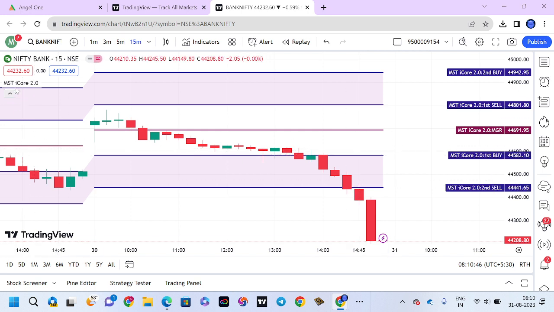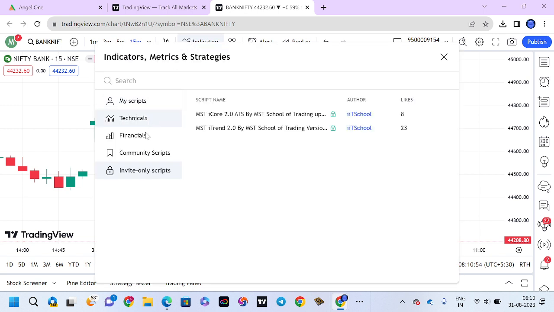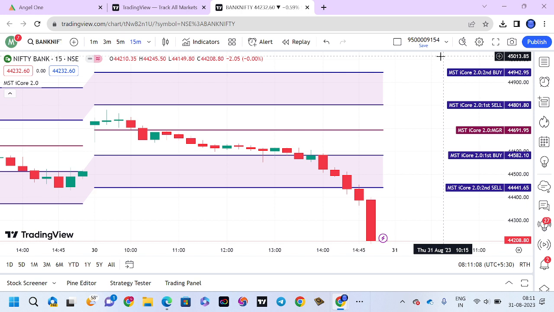Now once again I will explain how to add the indicator from the indicator zone. Go to the indicators option here, click on it, and straight away go to invite only scripts. You will see my scripts, technicals, financials, community scripts, invite only and all. Straight away go to invite only scripts. There you have the iCore 2.0 advanced trading setup added. That's all. Now, how to do the trading?